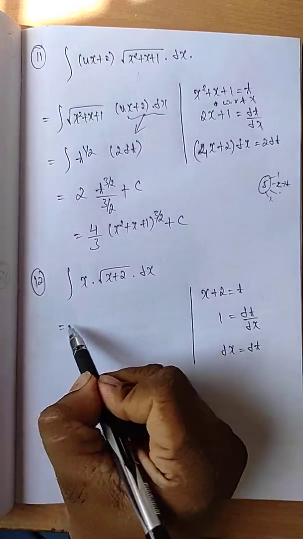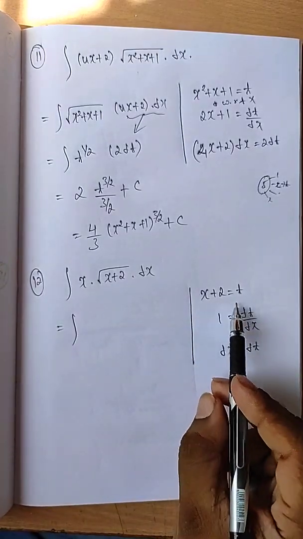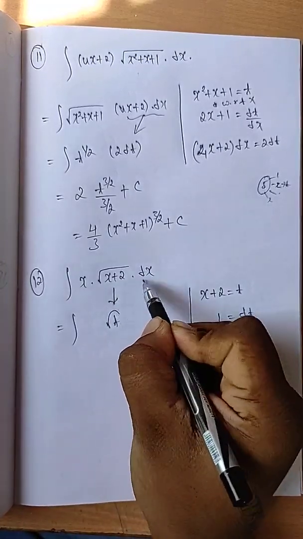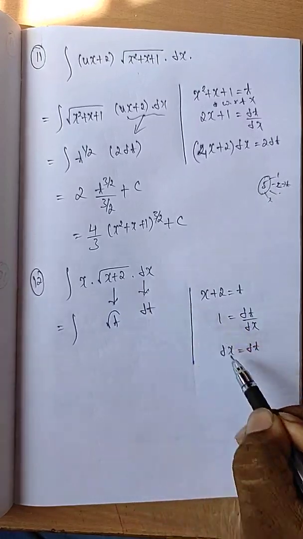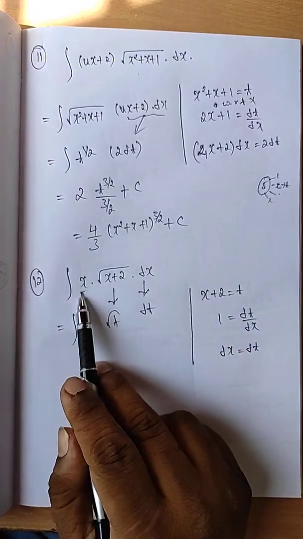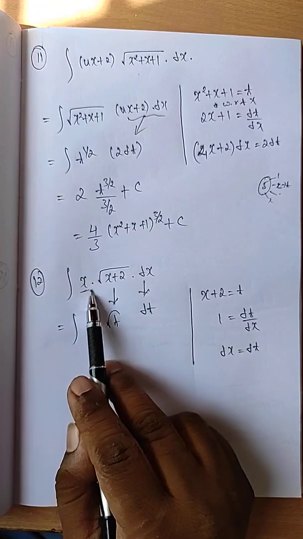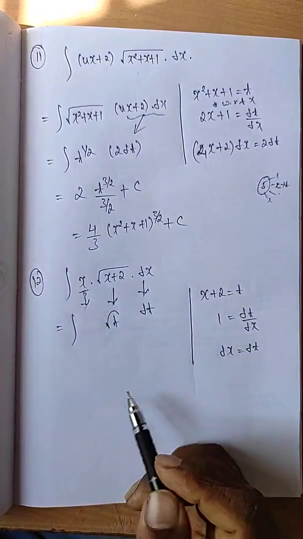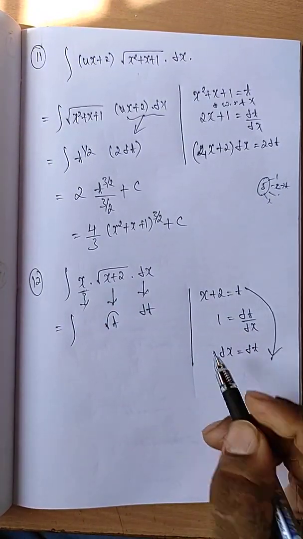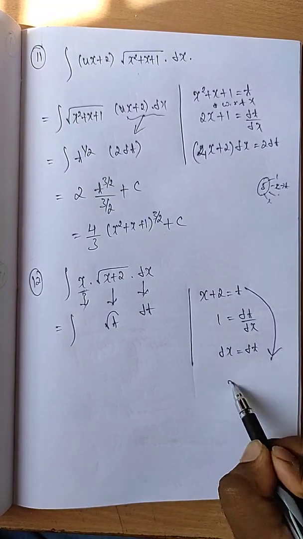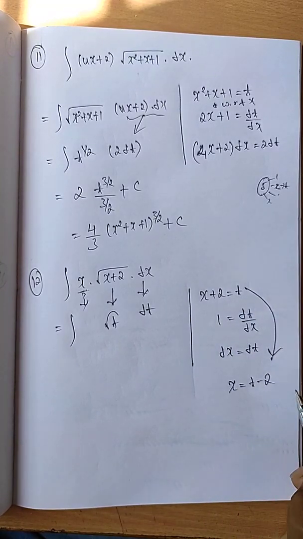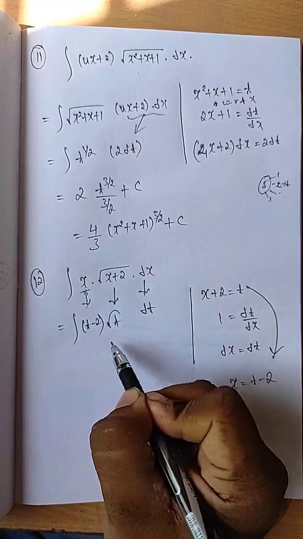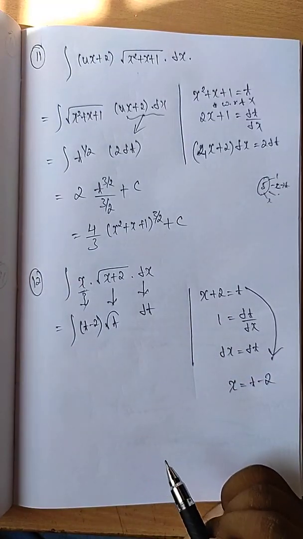Now this is equal to, x plus 2 is t, so root t. I am writing root of x plus 2 as root t, and dx as dt. What about x? How are we changing x now? How can we write x? Now here x plus 2 is equal to t, so what is x? X is t minus 2. So here x can be written as (t minus 2) into root t into dt. Is it clear? Is it okay?